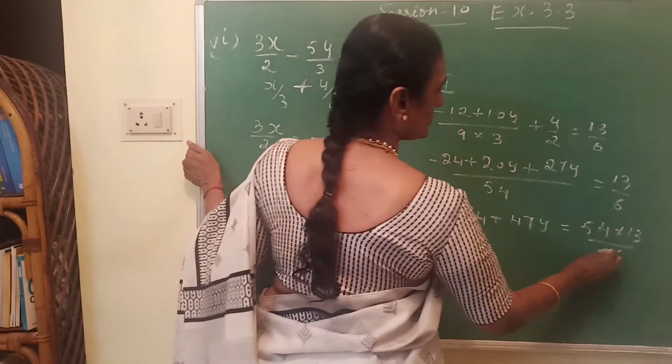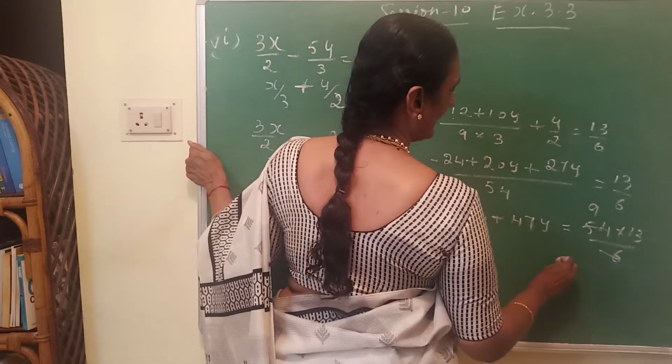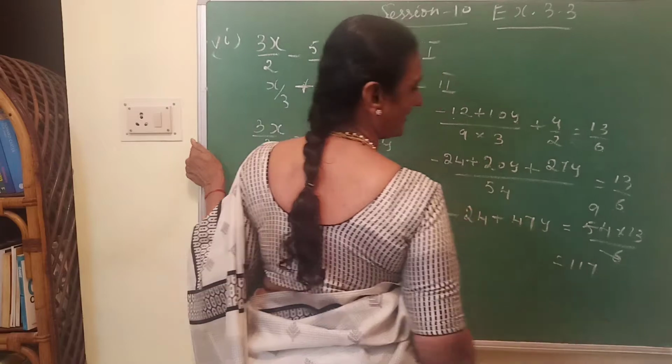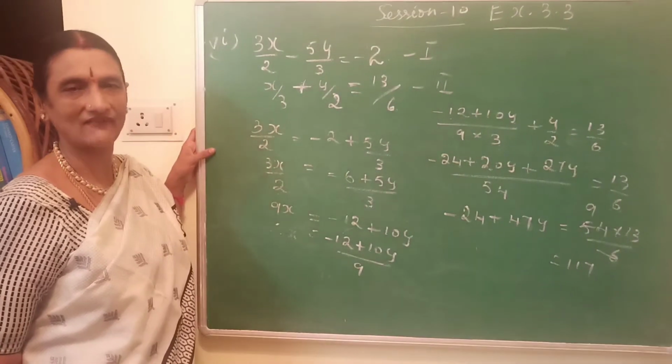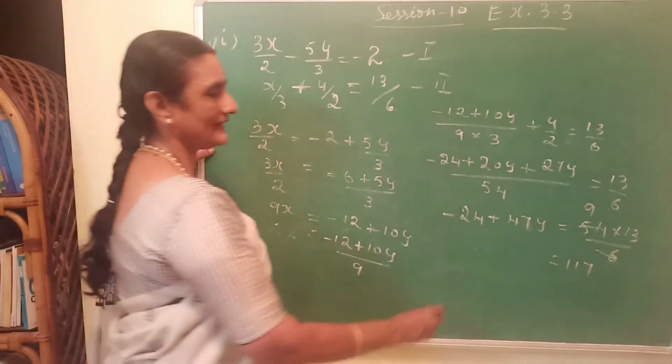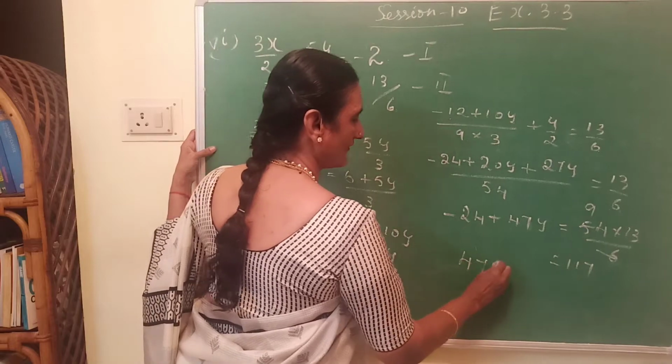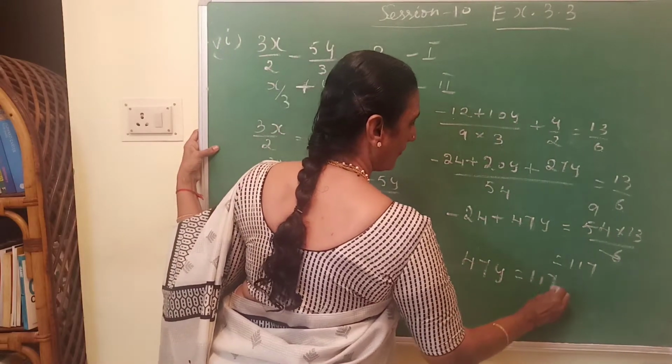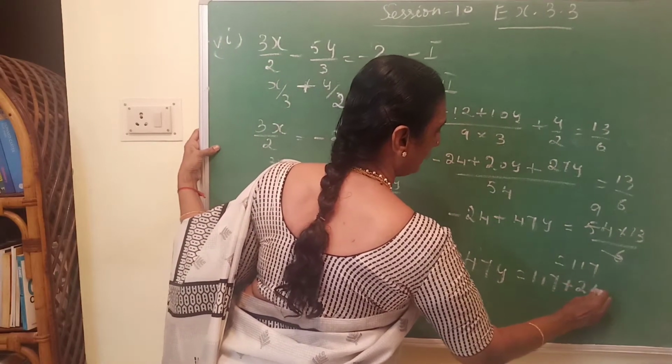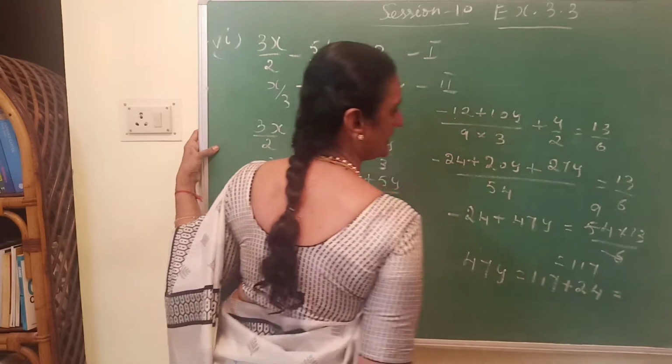So if I do so, this is 9 times, and 9 times 13 is what, children? It is 117. Is that clear to all of you? Therefore I get 47y is equal to 117 plus 24. Can you tell me what is this value?